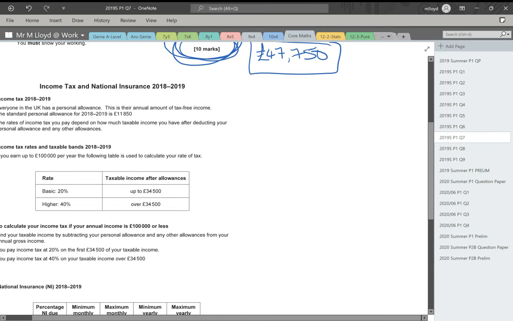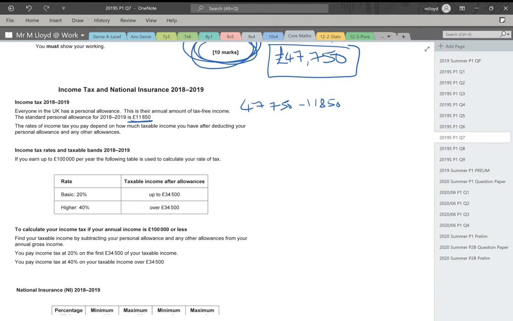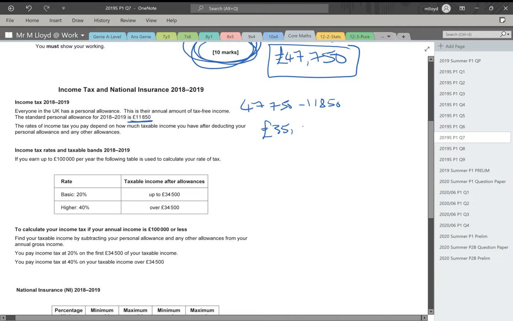So first up, this is the annual amount of tax-free income, the personal allowance, 11,850. So I'm going to have to do 47,750, take away 11,850. That gives me 35,900 as his taxable amount. Up to 34,500 is at 20%. So 34,500 is going to be multiplied by 0.2.